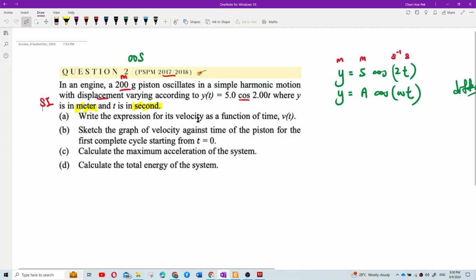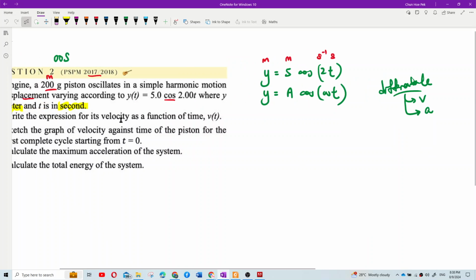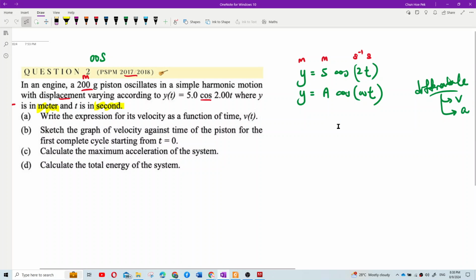Now, write an expression for velocity with time. You want the velocity equation. So that means you must know how to differentiate. Okay, so how to do, class? Very simple. But if you don't know differentiation, then it's difficult. Kalau you tak tahu differentiate, memang difficult lah.